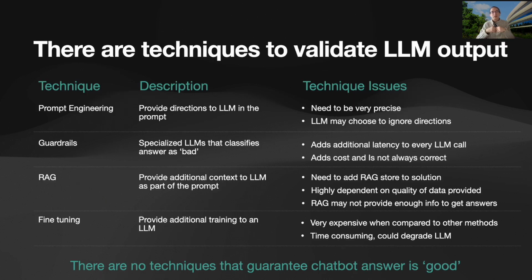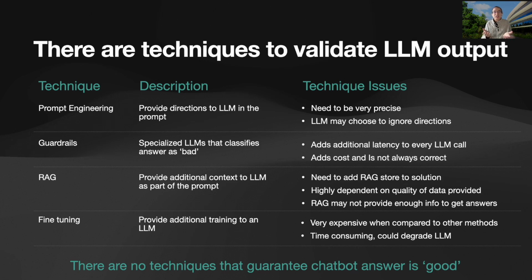So what can we do to ensure that we are providing the right answer to our users, right? Well, there's a number of techniques. You can do prompt engineering, which is basically you take the question of the user and you put additional details into the prompt that you pass into the LLM. However, you need to be very precise in those additional instructions so that the LLM can follow them properly. And even then, the LLM may choose to ignore them. And at that point, what do you do, right? You get the wrong answer.